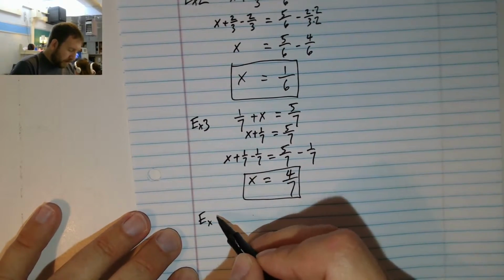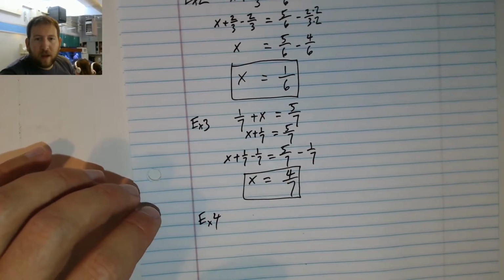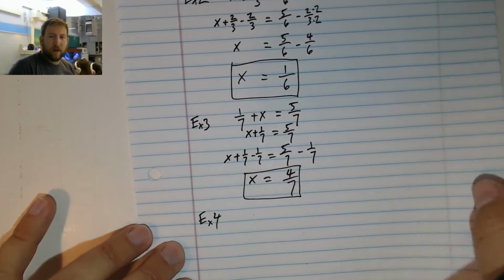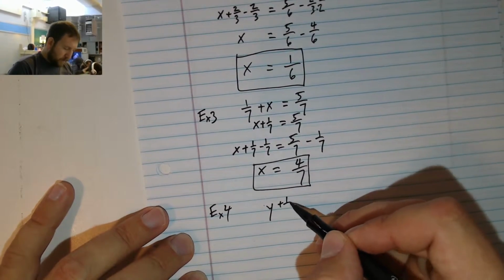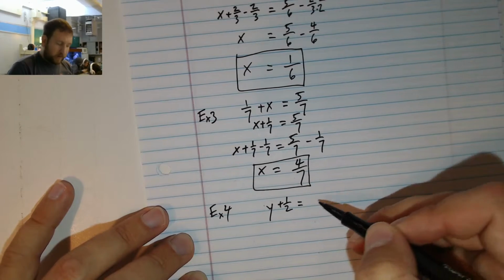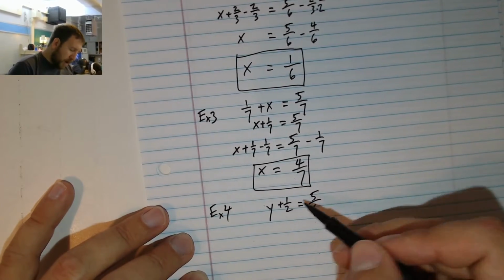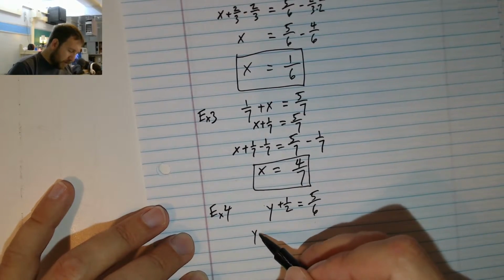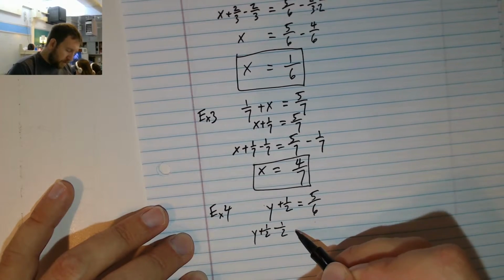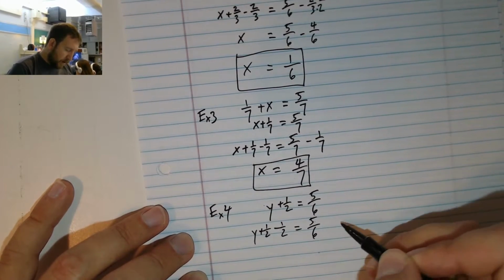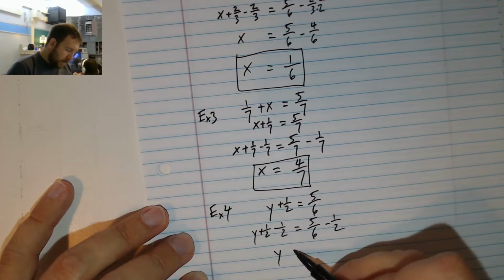Alright, we'll do one more because they're a little bit quicker than I originally anticipated. Let's take a look at this one. We have y plus 1/2 equals 5/6. Alright, we have 1/2 on this side, so let's get rid of it. Plus 1/2 minus 1/2 equals 5/6 minus 1/2. And I have y by itself.